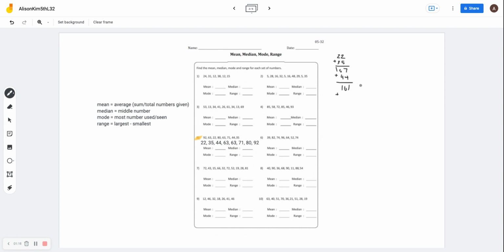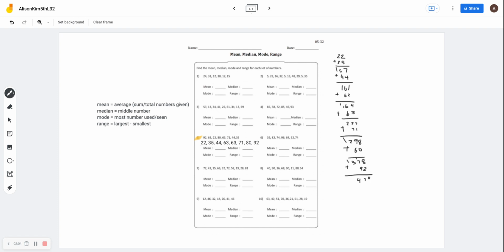101, plus 63, 164, plus another 63, so 227, plus 71, 298, plus 80, 378, plus 92, that's 470. So we get a total sum of 470.